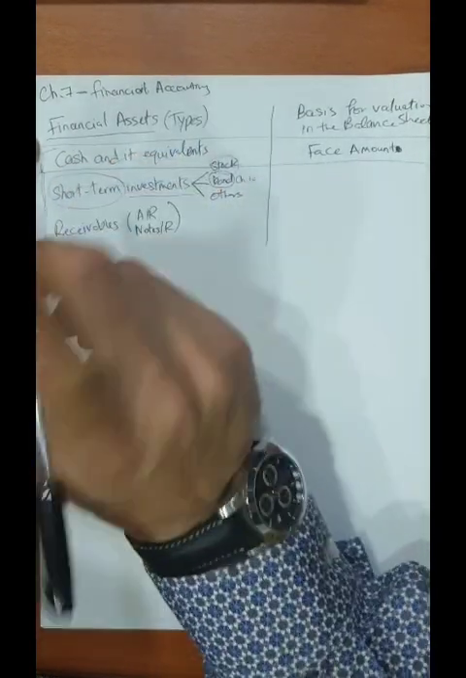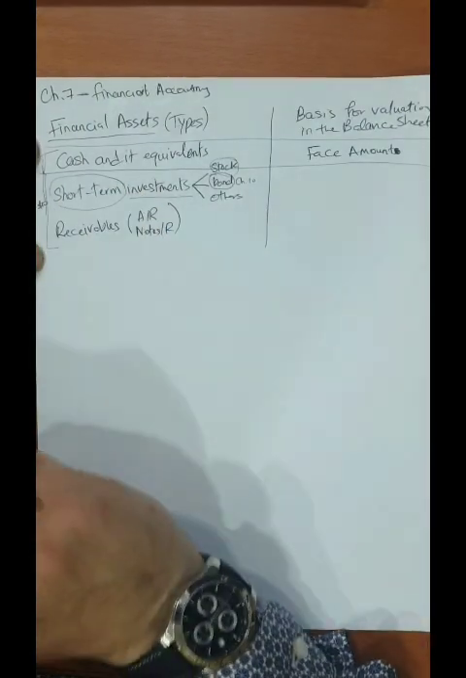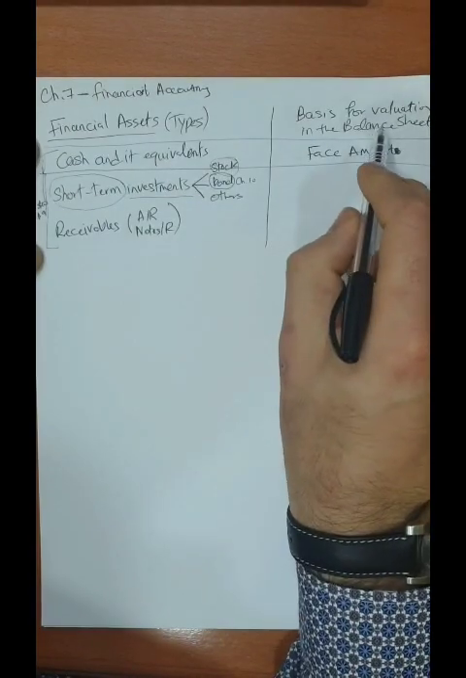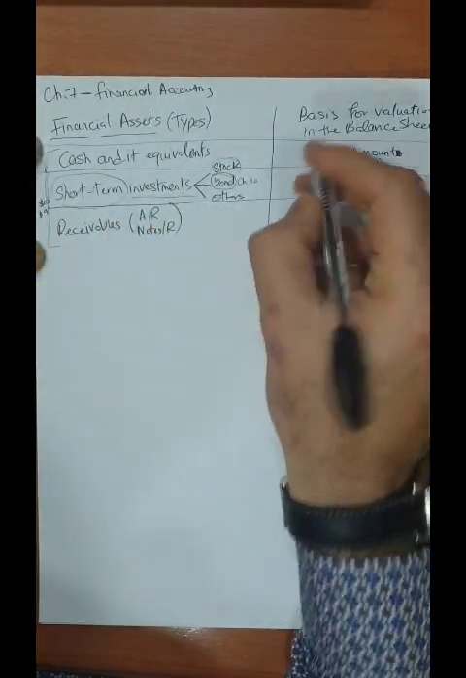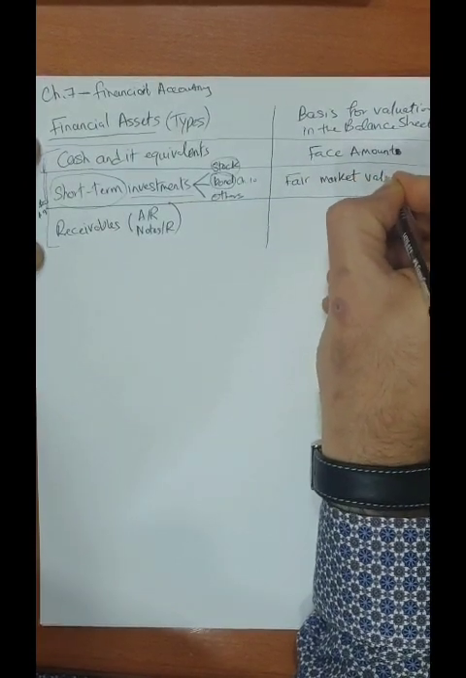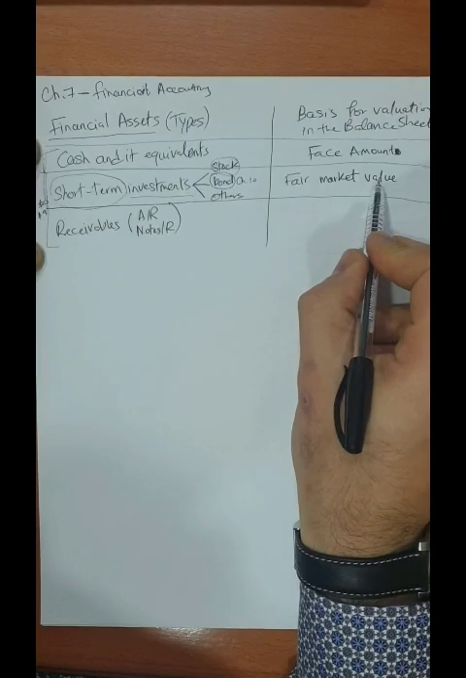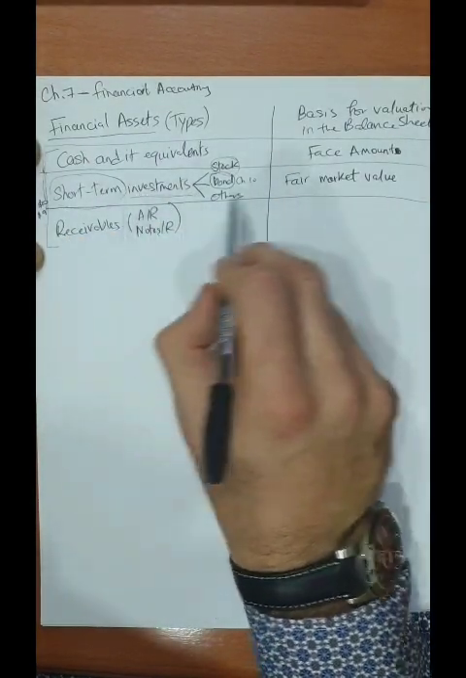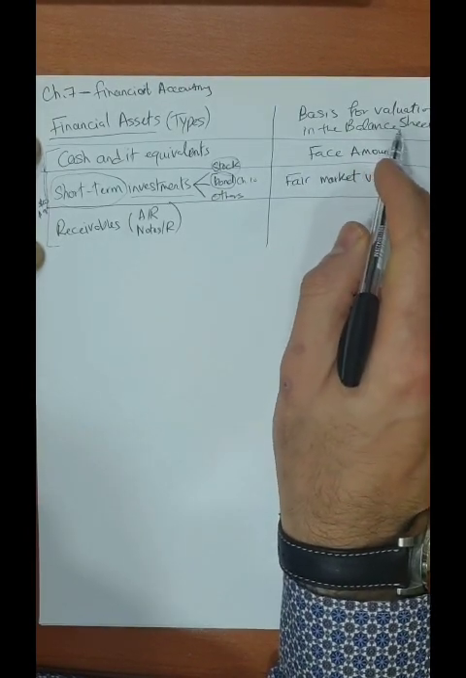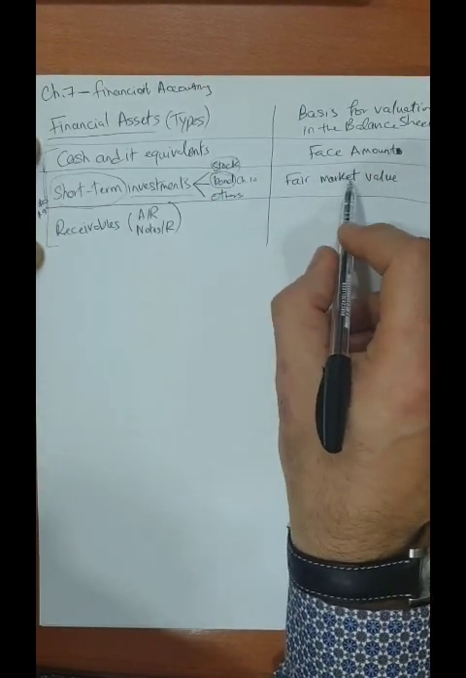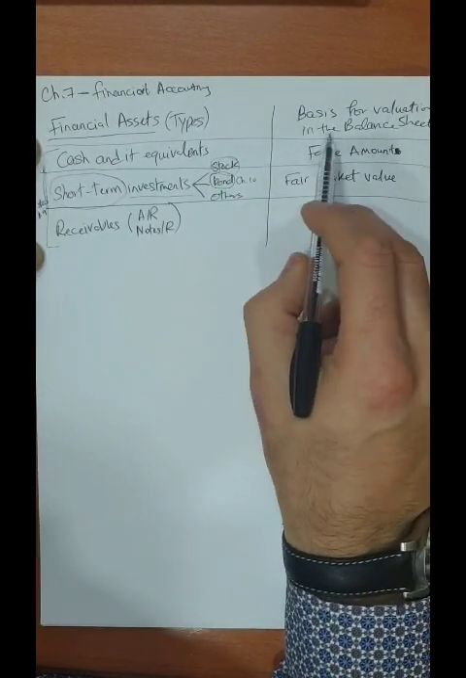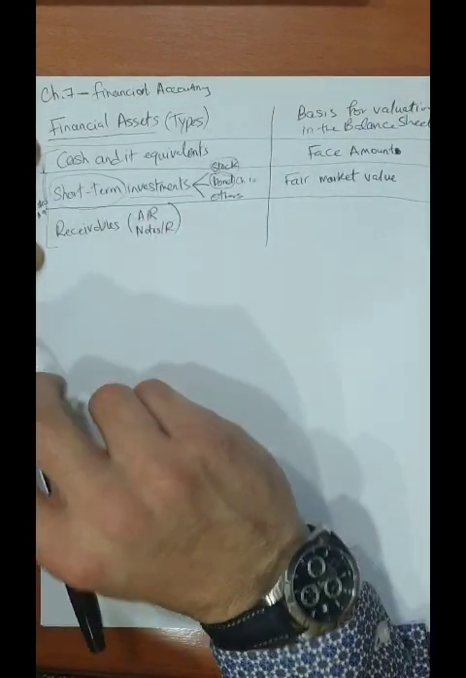If you have, let's say, some stocks from another company, and you bought each stock for $10, and today these stocks are worth $9, you will record them in the balance sheet at their fair market value. The market value is the value of the investment or the stock in the market today upon recording it in the balance sheet. So fair market value, or the market value for simplicity, is the basis of valuation in the balance sheet for short-term investments.